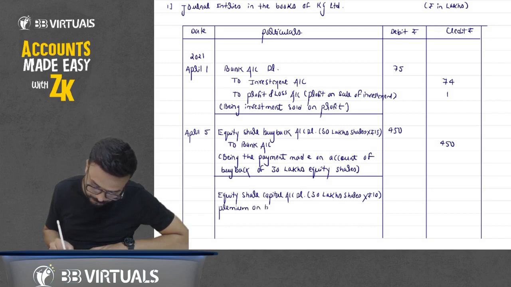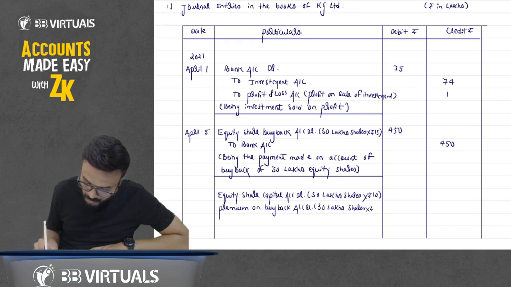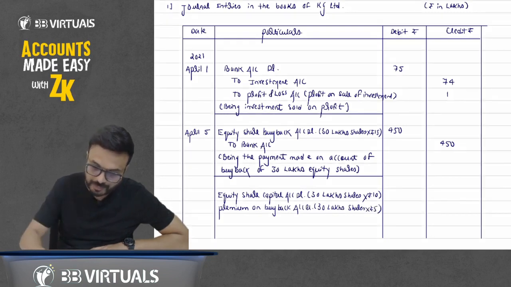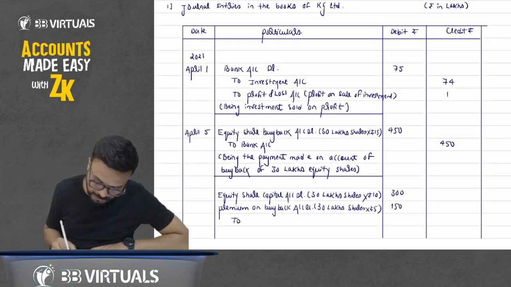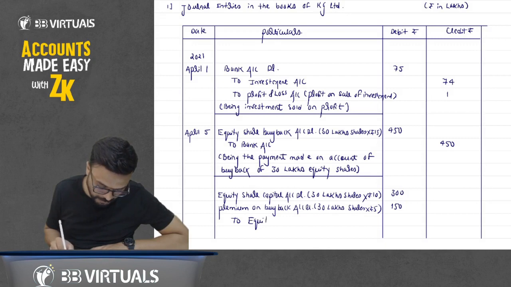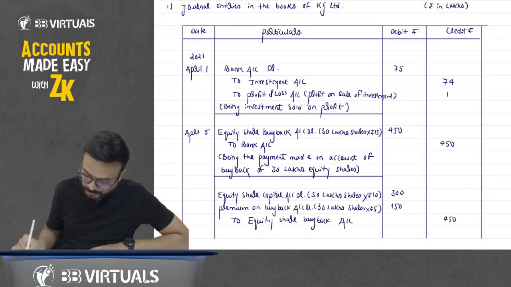Premium on buyback account debit, 30 lakh shares of rupees 5. So 30 multiplied by 10 comes to 300, and this will come to 150. To equity share buyback account, total is 450.